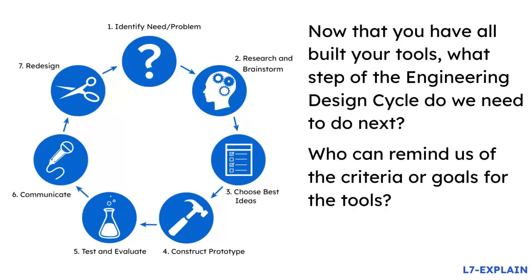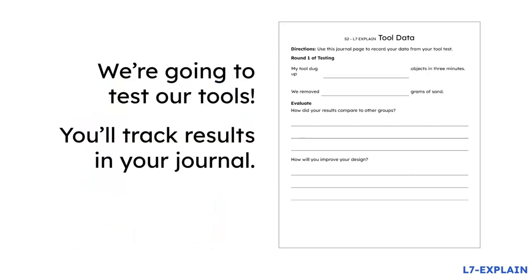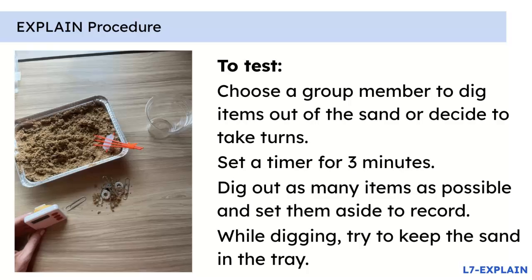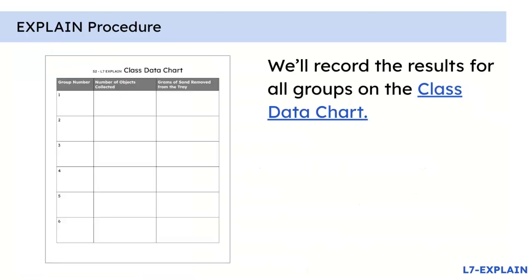For the Explain portion, you'll show students the engineering design cycle and discuss testing the tools they built. Groups will use the Tool Data Student Journal page to record their results. Students will follow the procedure outlined in the teacher tutorial. You'll record the testing results for all groups on the class data chart.